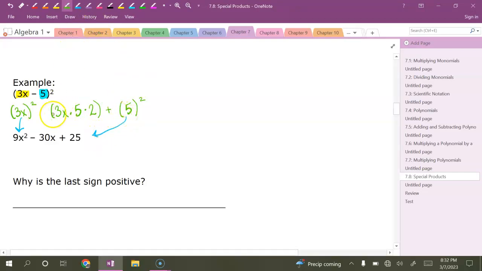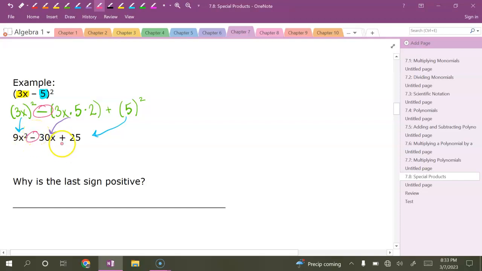And then in front of this middle term, there should always be a minus sign. And so if I simplify that, 3x times 5 is 15x times 2 is how we get the 30x. So you can see how it follows the same shortcut. The only difference is that we do have the minus sign here in front of that middle term.